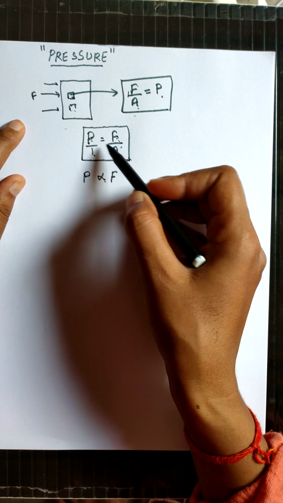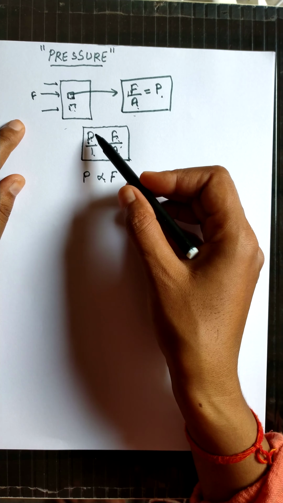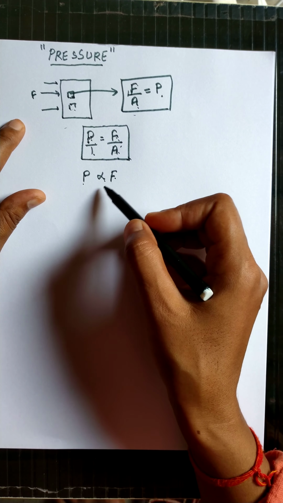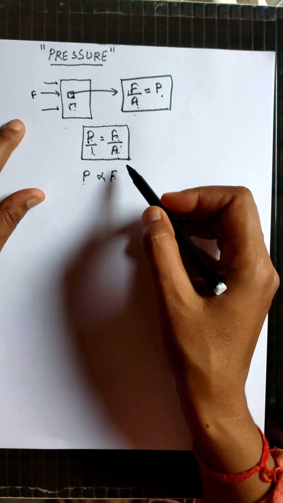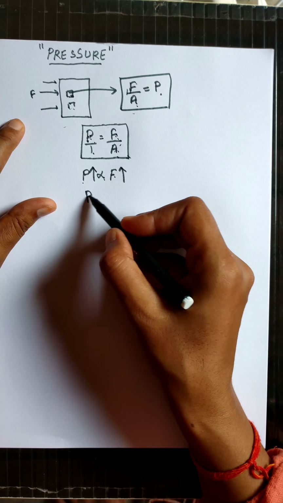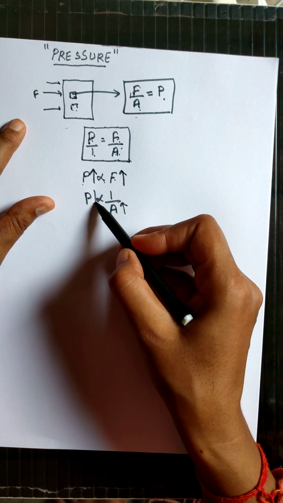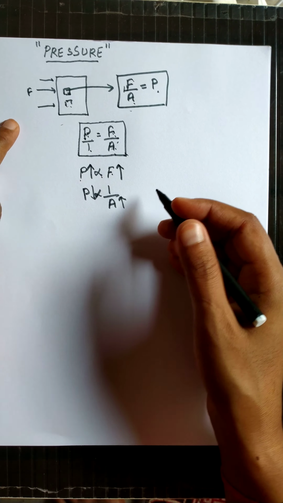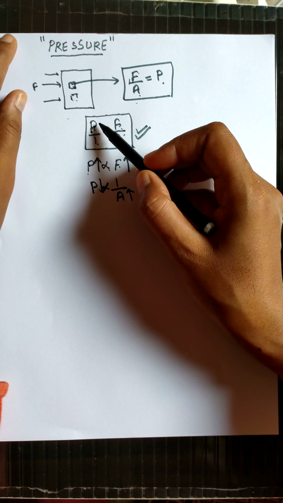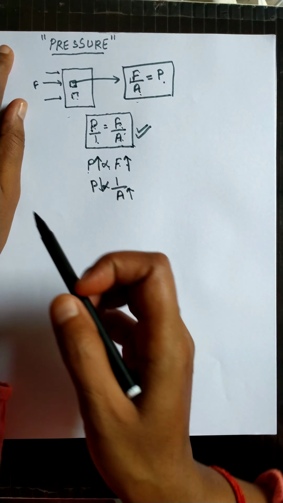Numerator and denominator on opposite sides have an indirect relationship. That means if area increases, then pressure will decrease. So this thing you have to remember. Force and pressure both have a direct relation, that is, if force increases, then pressure will also increase. And pressure and area have an inverse or indirect relation, that if area increases, then pressure will decrease. So you have to learn that force has a direct relation with pressure, and area has an indirect relation with pressure.